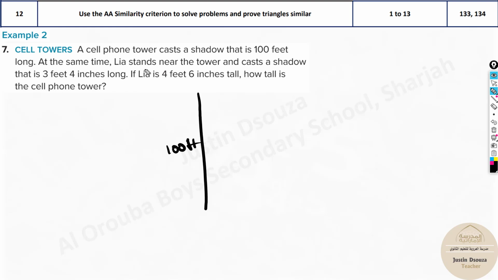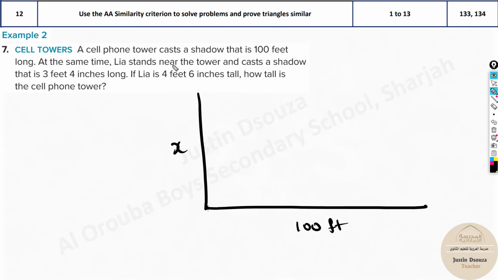And then at the same time, Leah stands near the tower and casts a shadow. Oh, sorry. I'm so sorry. I didn't even read the question properly. Look here. Cell phone tower casts a shadow. So this is the cell phone tower, which I don't know the height of. Let me just erase this off, okay? That is, say, X. This is X. Because they have told to find the height, how tall it is. The shadow is 100 feet.